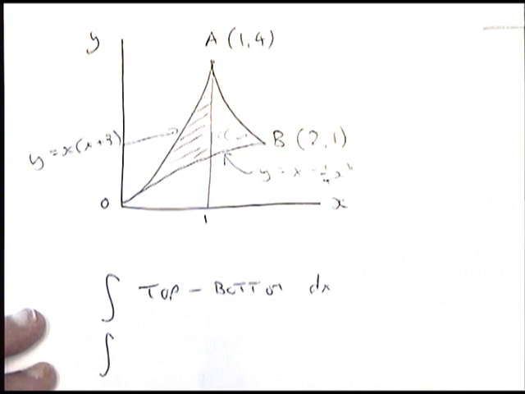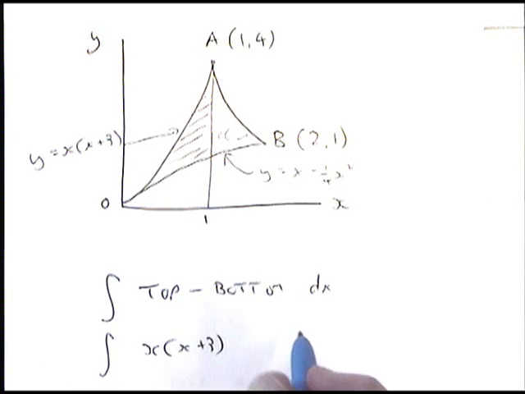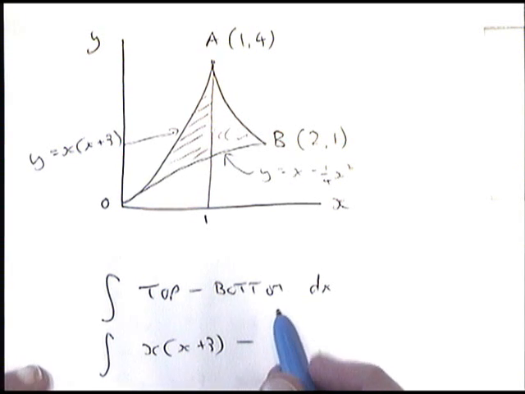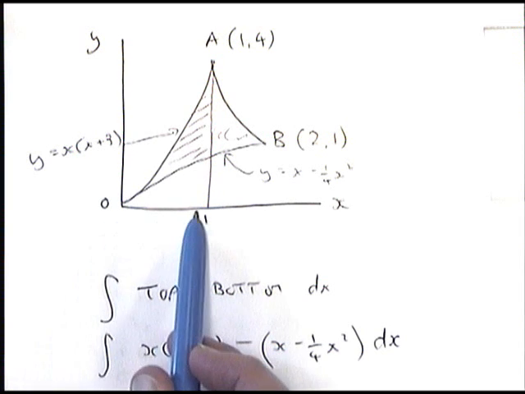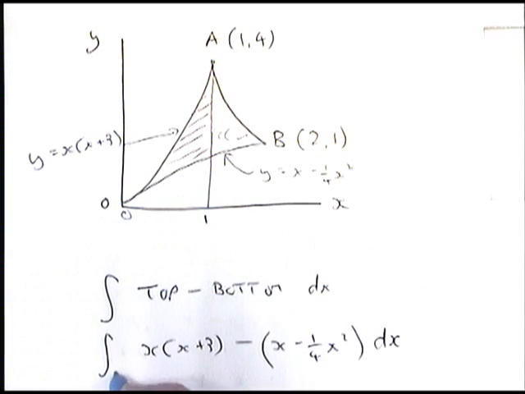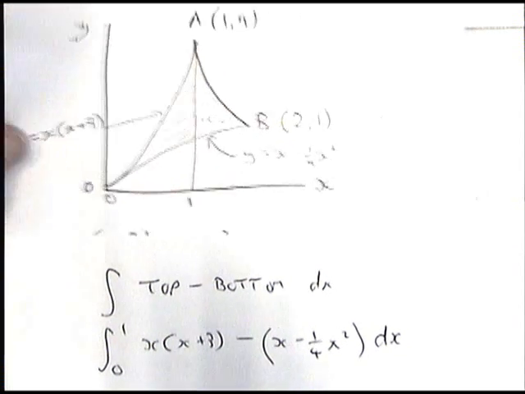So I'm going to integrate. The top curve is x multiplied by x plus 3, and the bottom curve is x take away a quarter x squared. I need to put all of that in brackets. I need to put my dx there because I'm integrating with respect to x, and my x values I'm going between are 0 and 1. So those are my limits. So that's the integration I've got to do.